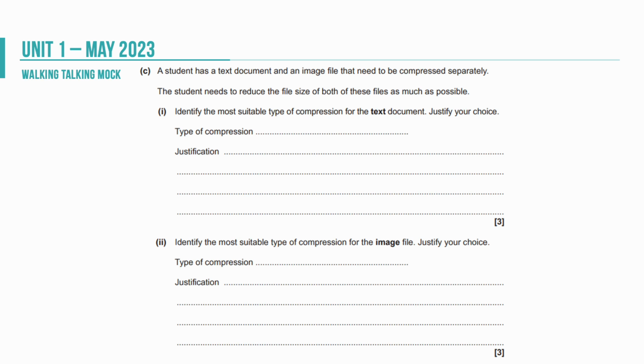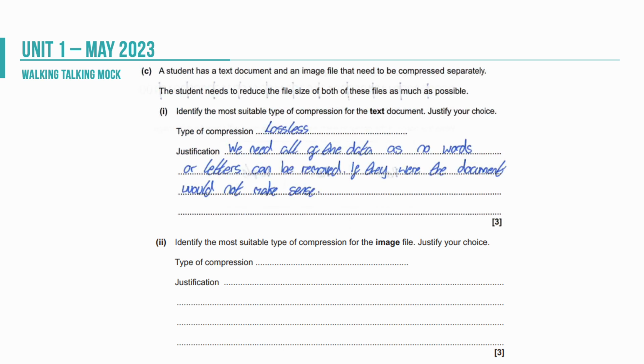We're then asked a question around compression and the idea that a student wants to compress a text file and then an image file. Now again, this is one where students didn't really tend to get 6 marks, and they probably should have. If we're compressing a text file, it's got to be lossless because we can't afford to get rid of any of the data. If I took this PowerPoint and deleted half the letters, it wouldn't make sense. Or if I said that this PowerPoint can't have any words with the letters A, C or E in it, it just wouldn't work. The justification, we need all of the data as no words or letters can be removed. That's going to be my first mark.